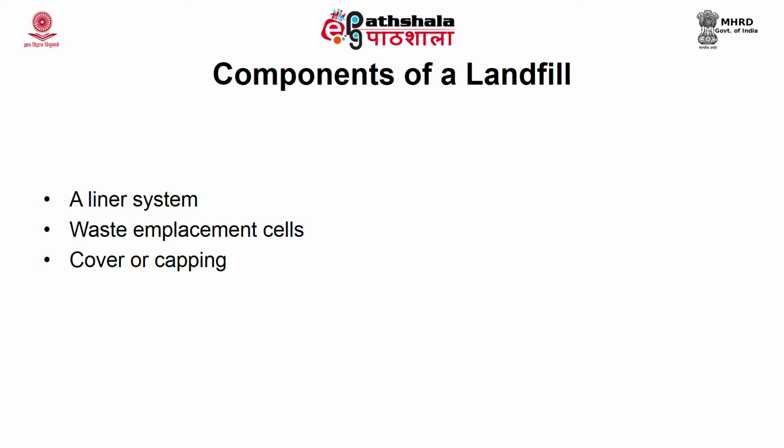Now, components of a landfill. There are three major components. One is your liner system, which is laid at the bottom and on the sides of a landfill. The second one is your waste emplacement cell, where after lining, you choose the method for laying the waste in this landfill area. Once the capacity of the landfill is over, you have to give a final cover which leads to the closure of the landfill. This is the third component, called the landfill cover or landfill capping.